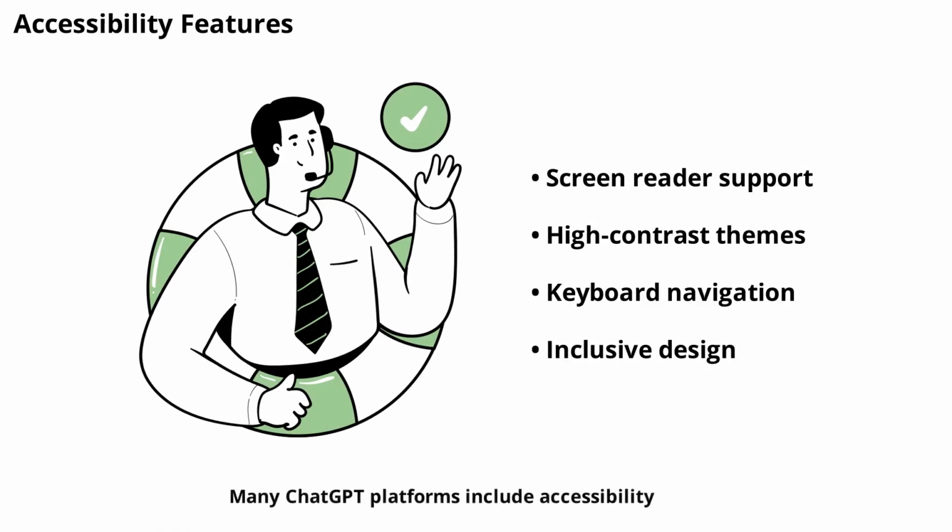Many ChatGPT platforms include accessibility features for users with disabilities. Look for options like screen reader compatibility, high contrast themes, or keyboard navigation. These tools ensure that everyone can use ChatGPT comfortably, regardless of their needs. Check the settings or help section for more information on accessibility.